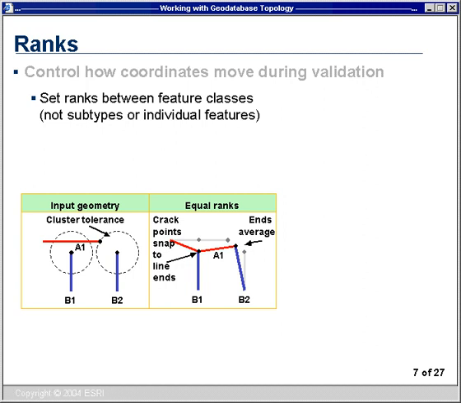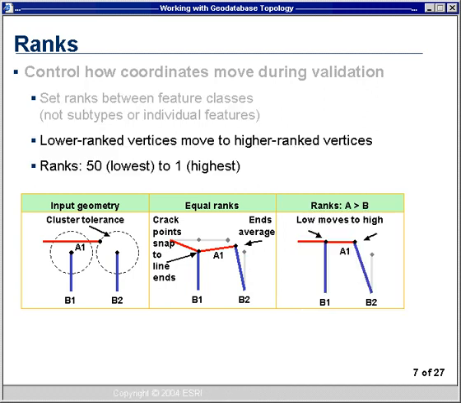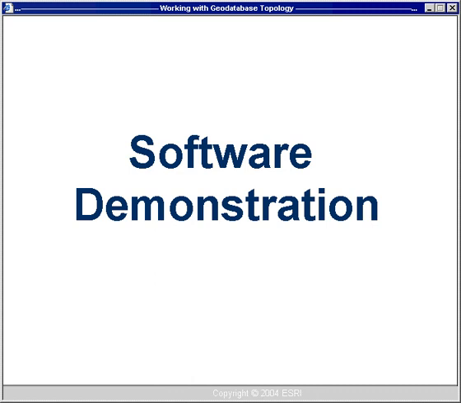If the ranks are equal, you're going to see that your crack point along A here is going to snap to an endpoint of B. So a crack point along a line will snap to an endpoint, and if there are two endpoints involved, they will snap to an average location. If you set up unequal ranks, the lower ranked vertices will move to higher ranked vertices, 50 being the lowest and 1 being the highest. So you can see here, B1 is snapping to the crack point of A1, and B2 is snapping to the endpoint of A1. So let's go ahead and go into a software demonstration.